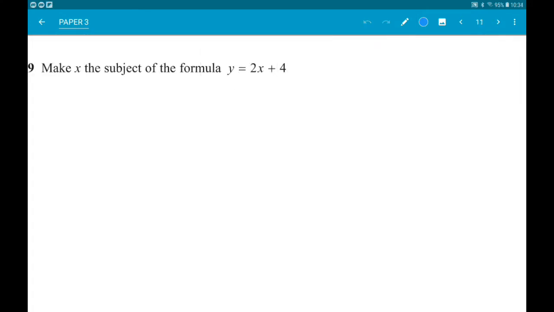Okay, number 19, make x the subject of the formula y equals 2x add 4. So that means get x on its own. So we're going to start by subtracting 4. So we get y minus 4 is equal to 2x. And then we're going to divide through by 2. So it's y minus 4 all over 2 is equal to x. Boom.